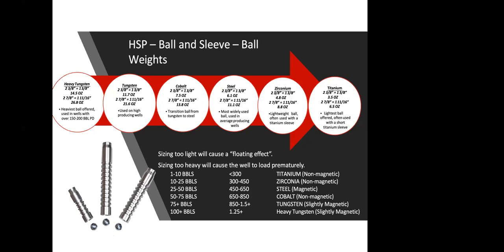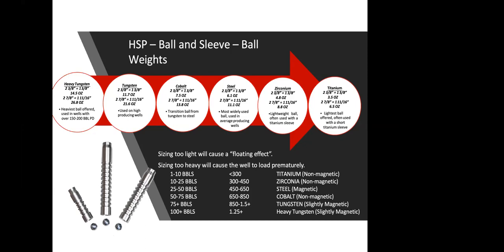And then the ball, since they can be separated at surface, the ball can fall independently of the sleeve. And if it's 2 3/8, that's a 1 3/8 inch ball falling in 2-inch ID tubing. It has no problem falling against those rates, and they both can fall pretty fast against those rates.